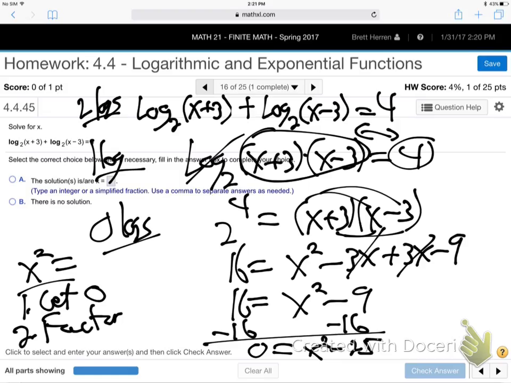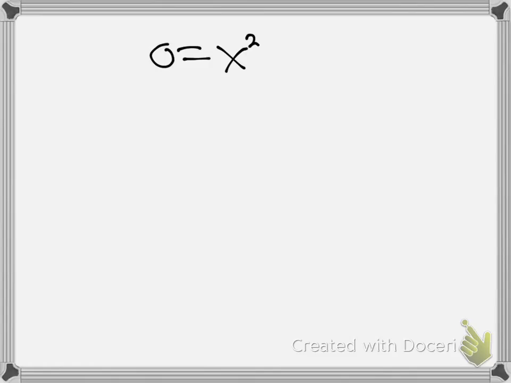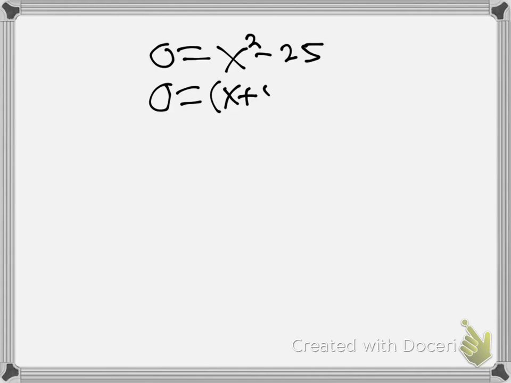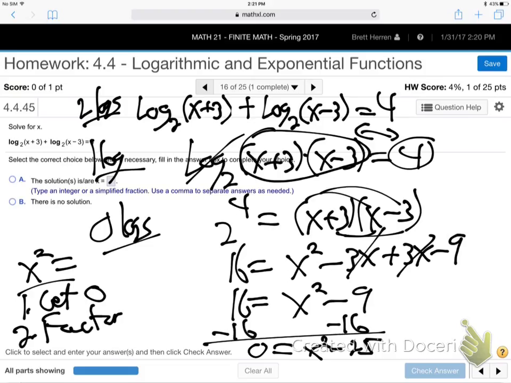I'm going to switch screens here. Zero is x squared minus 25. Did you get all that down? Is that okay? So zero is x squared minus 25. Now we've got to... so we get a zero, which we did. Now factor. That factors x plus 5, x minus 5. Everybody getting this all down? So that factors x plus 5, x minus 5. And then what do you do from there?